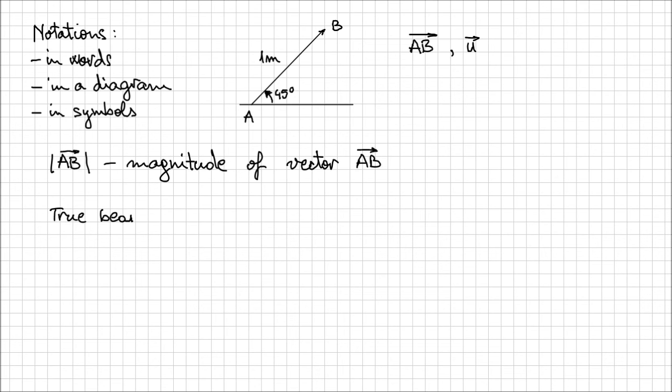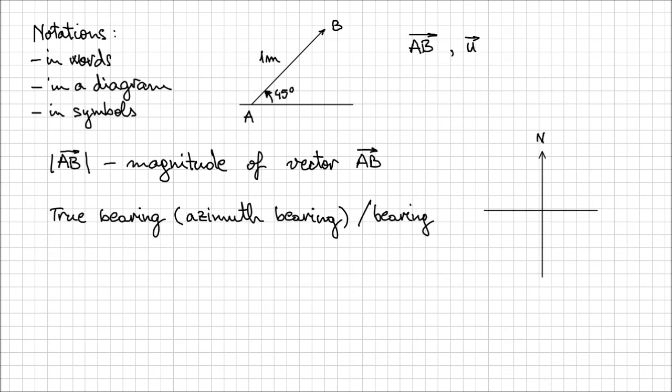So we're going to talk about true bearing, also known as azimuth bearing, or simply bearing. If you hear only bearing, it's referring to true bearing. This is represented by the number of degrees that you can measure from the north direction to the direction of your vector, measured in a clockwise direction. As you can see on this example, if I have a vector pointing in the first quadrant, I can read 45 degrees. That would be a bearing of 45 degrees.